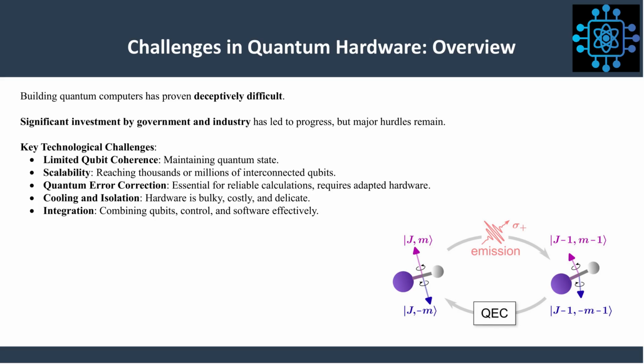Limited qubit coherence and scalability hinder progress, as maintaining quantum states and reaching thousands of interconnected qubits is complex. Quantum error correction is crucial for reliable calculations, demanding specialized hardware. Cooling and isolation are costly and delicate, while effective integration of qubits, control, and software remains a critical hurdle.